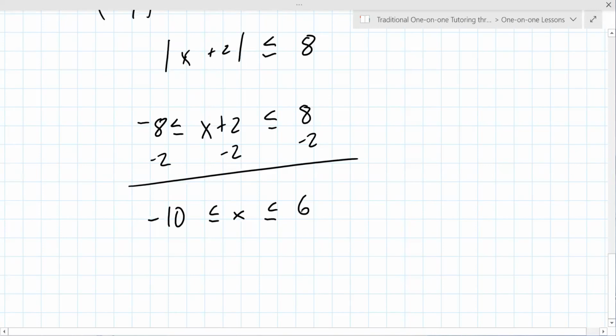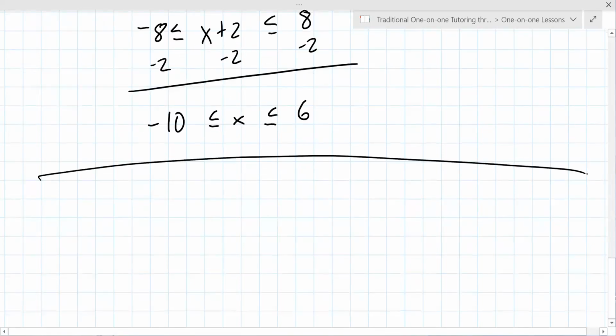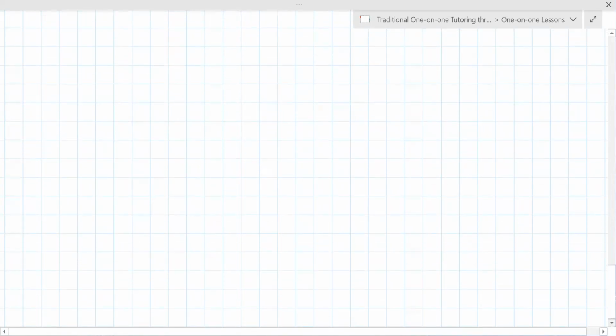Okay. Cool. Okay, so I need to give you more of these because you've got to be really solid on these. So let me give you a new one. Negative absolute value 2x minus 1 is greater than or equal to 3.